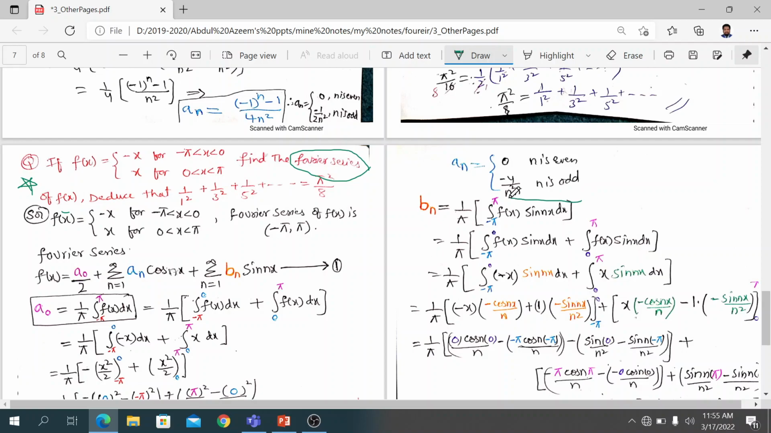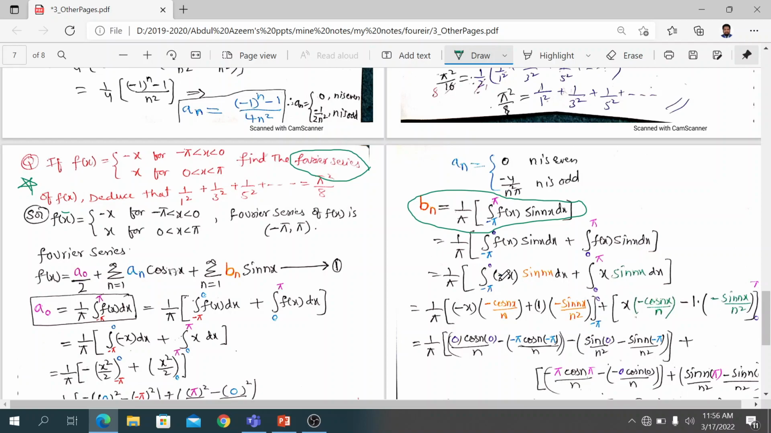Now we will find bn. So the bn formula is this one: 1 by pi integration from minus pi to pi f of x sin nx dx. So 1 by pi, minus pi to pi, I will write as minus pi to 0 f of x sin nx plus 0 to pi f of x sin nx. So what is f of x between these two? Minus x sin nx dx between minus pi to 0, and f of x, that is x sin nx dx between 0 to pi.